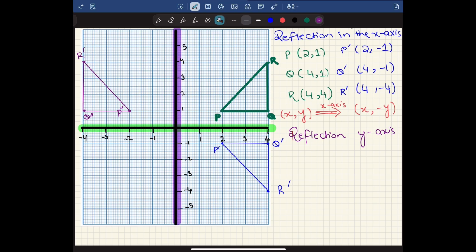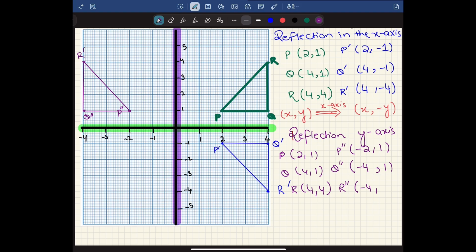Okay, and let's write down. So P is 2, 1, Q is 4, 1, and R is 4, 4. Let's write down the coordinates of P double prime, Q double prime, and R double prime. So P double prime is minus 2, 1. Q double prime is minus 4, 1. R double prime is minus 4 and 4.